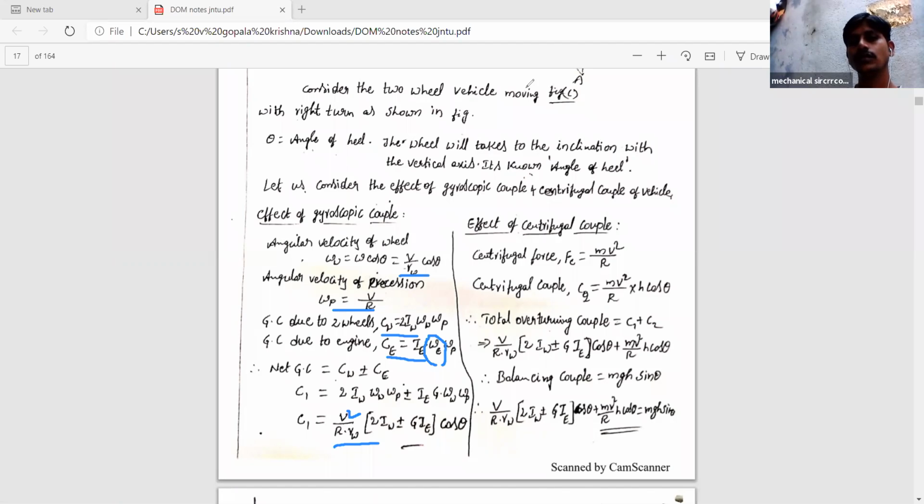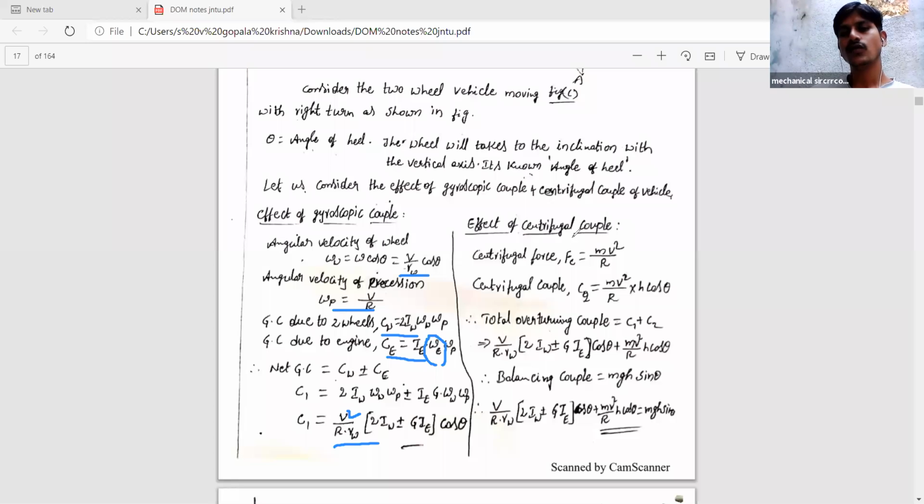Now we are going to calculate the effect of centrifugal couple. All of you observe that. Before writing the centrifugal couple, first we write the centrifugal force value, that is mv square by r.